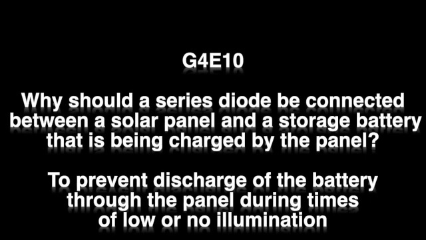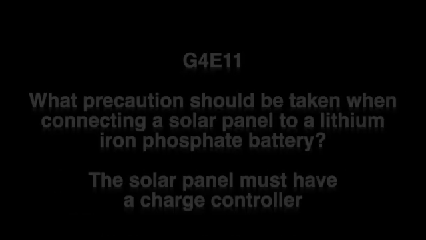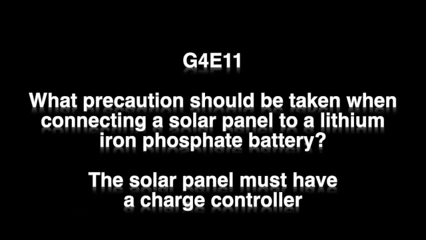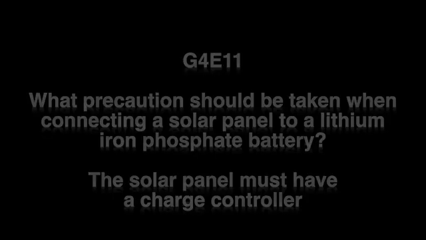G4E10. Why should a series diode be connected between a solar panel and a storage battery that is being charged by the panel? To prevent discharge of the battery through the panel during times of low or no illumination. G4E11. What precaution should be taken when connecting a solar panel to a lithium iron phosphate battery? The solar panel must have a charge controller.